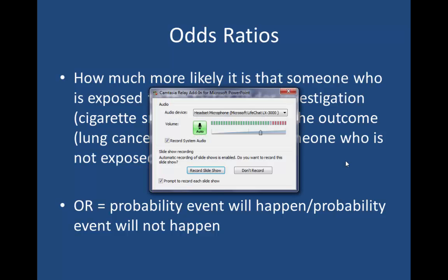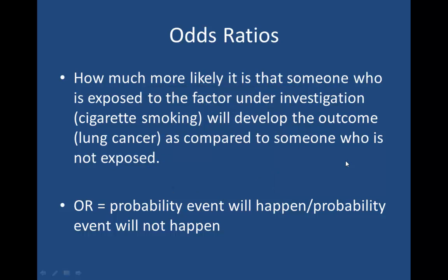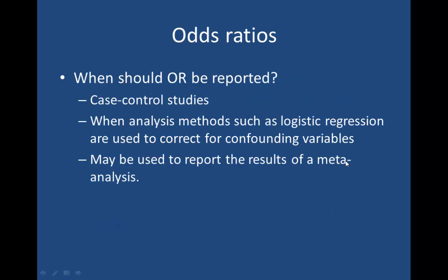So for odds ratios then, we're looking at probabilities that something will happen compared to the probability that it will not happen. When are we going to see odds ratios? Well, odds ratios will most commonly be reported when we look at case control studies. So hopefully that's a familiar term. You should understand terms such as systematic review. Remember that evidence hierarchy. Randomized controlled trial.